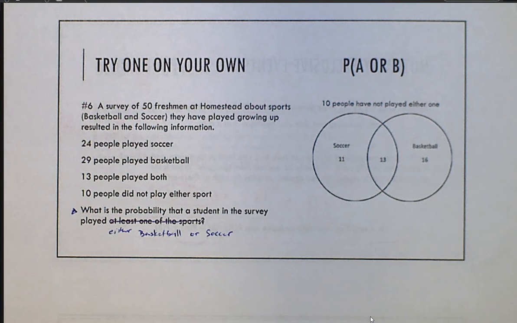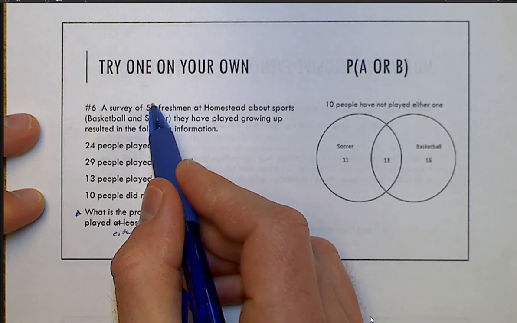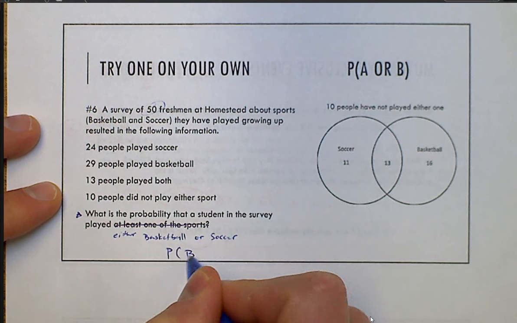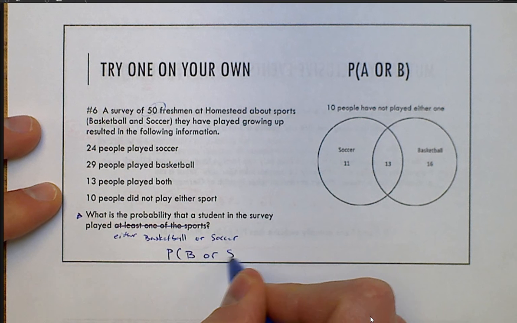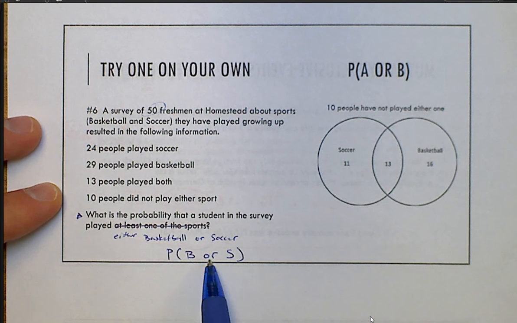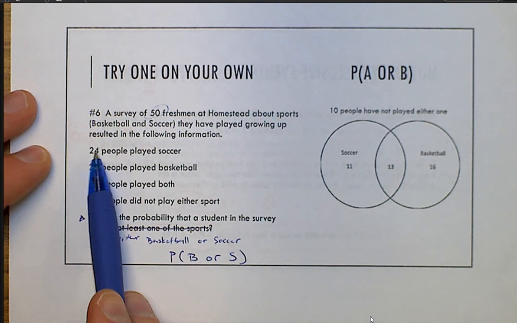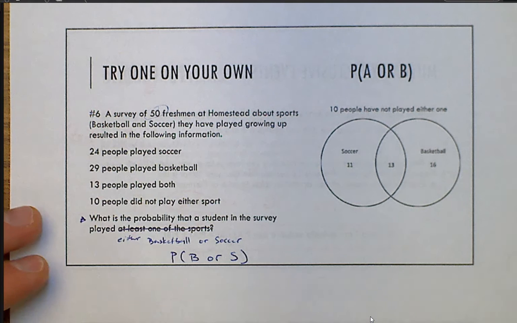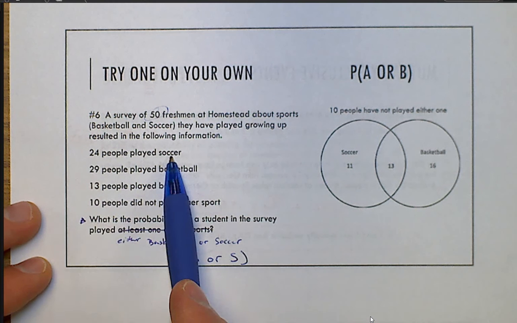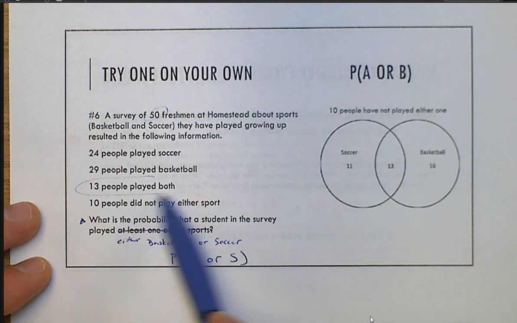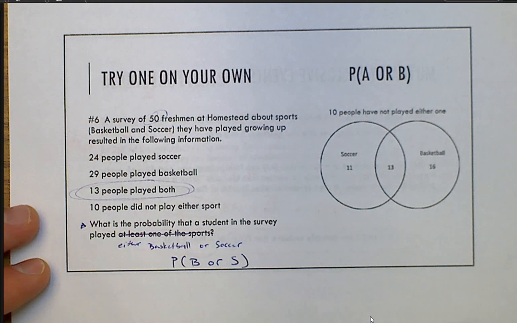All right, in this situation we have 50 freshmen, we want to figure out what's the probability of basketball or the probability of soccer. So or means we're going to be doing mutually exclusive events. Now, do we have anything that overlaps here? You'll read we have 24 people who played soccer, 29 people who played basketball, 13 that played both, okay? So there's a group of students that overlapped, and then 10 people who didn't play anything.